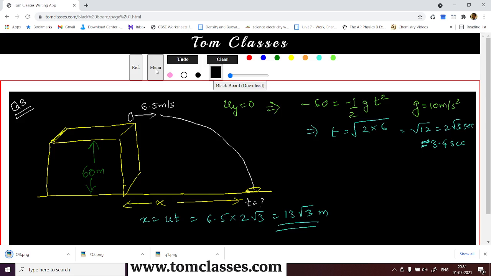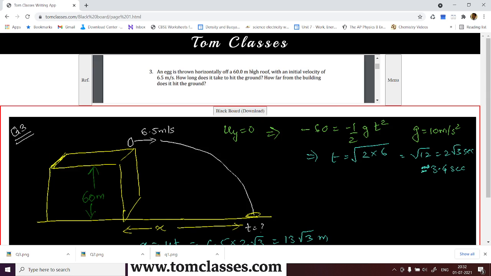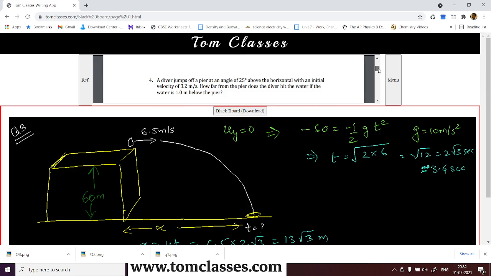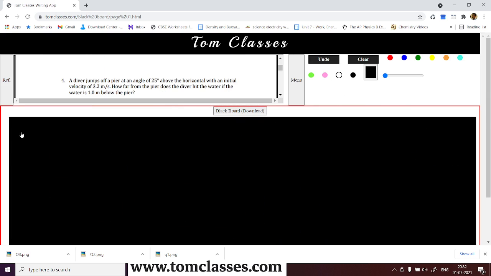Then let's see the next question, which is question number 4. Let's check that. A diver jumps off a pier at an angle of 25 degree above the horizontal with an initial velocity of 3.2 meter per second. How far from the pier does the diver hit the water if the water is 1 meter below the pier?